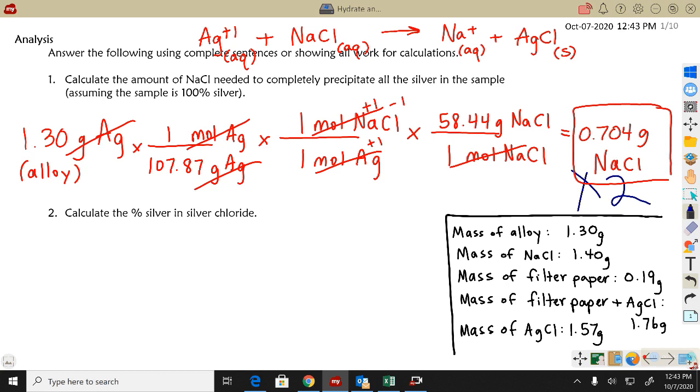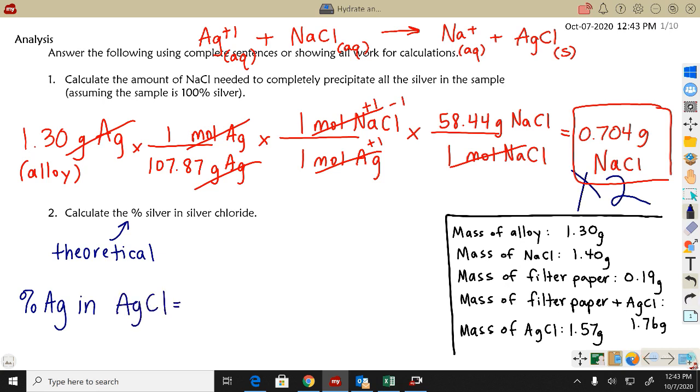I almost wish that in here it would say calculate the theoretical, because that's what we're looking for. We want to know any sample of silver chloride is what percent silver by mass. So we're going to use our periodic table. We're going to use theoretical masses instead of lab data. So I want to know the percent silver in silver chloride.